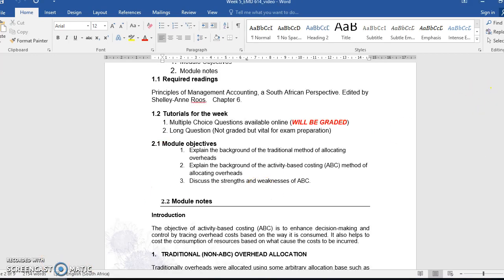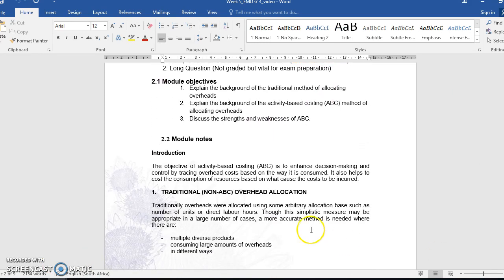Okay, so activity-based costing. The whole objective of activity-based costing is to enhance decision making, and by tracing overhead costs the way they are consumed, it also helps to cost the consumption of resources based on what caused the cost to be incurred. So it is really trying to get a more accurate way of allocating overheads.